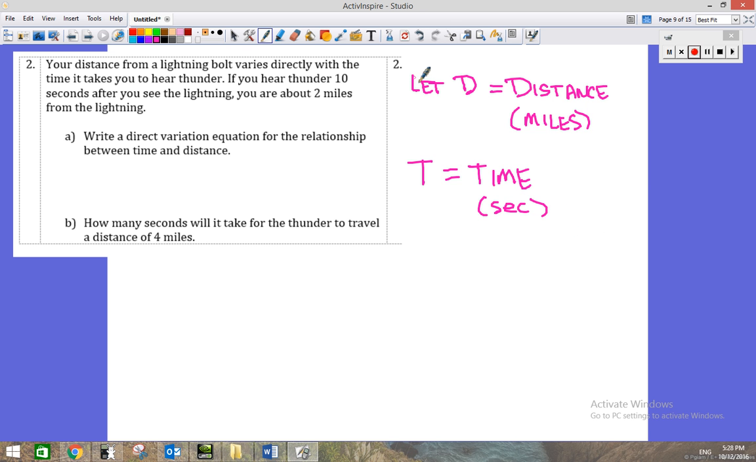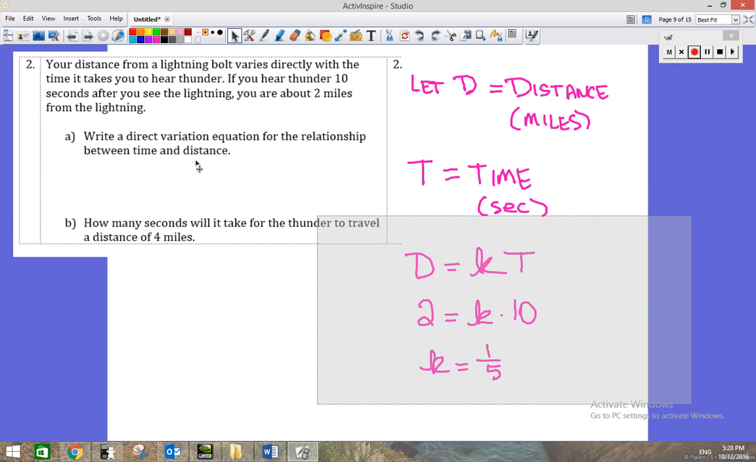So our equation: the distance varies directly, D varies directly with the time. So here's my initial equation. Now it tells me enough information to figure out this constant. It says that you're 2 miles away, it'll take 10 seconds. So if I divide by 10, 2 divided by 10 is 1/5.